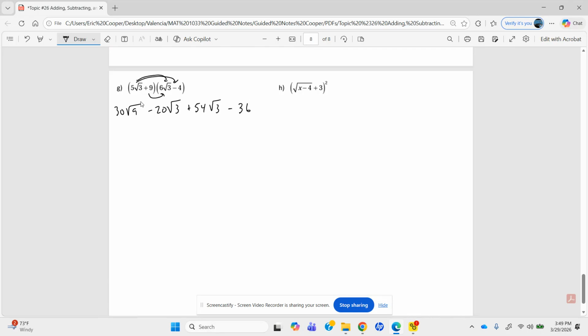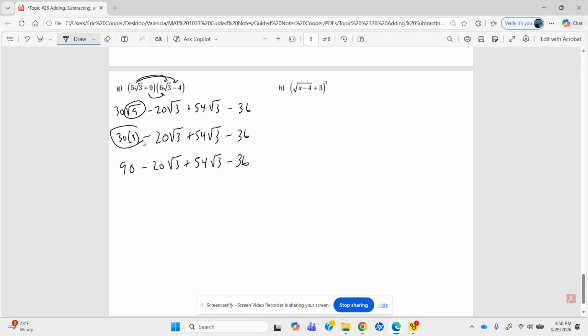So a couple things we could do. We know that the square root of 9 is going to become 3. So it says 30 times square root of 9, so it's now 30 times 3. And let's rewrite the rest of the problem down here. And 30 times 3 is simply 90. So I'm going to change that value there to 90.